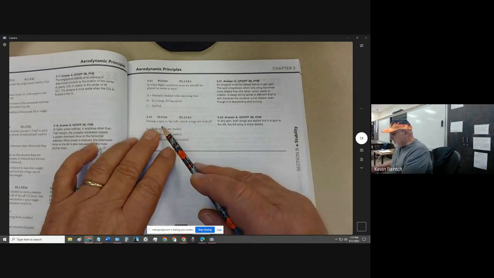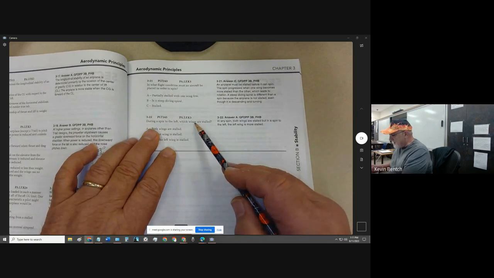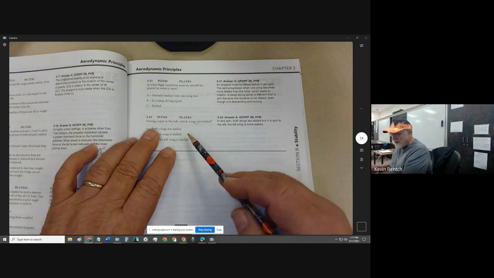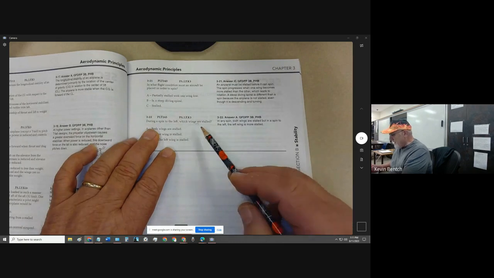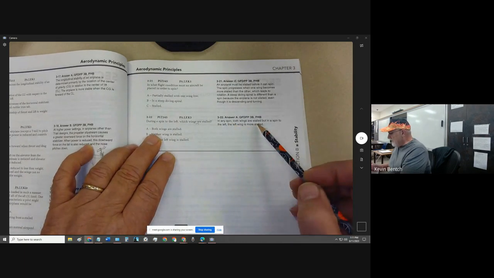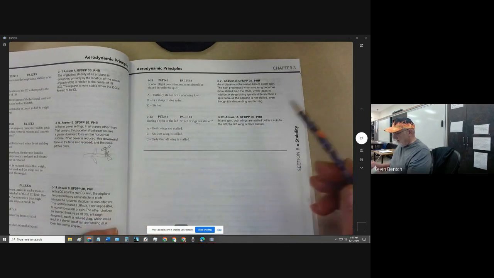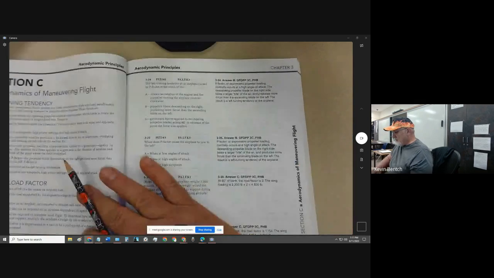3-22, during a spin to the left, which wings are stalled? Should be which wing is stalled, whatever. They're trying to trick us. We know the answer. It's A. Both wings are stalled. In any spin, both wings are stalled, but in a spin to the left, the left wing is more stalled. And that's not what they asked.